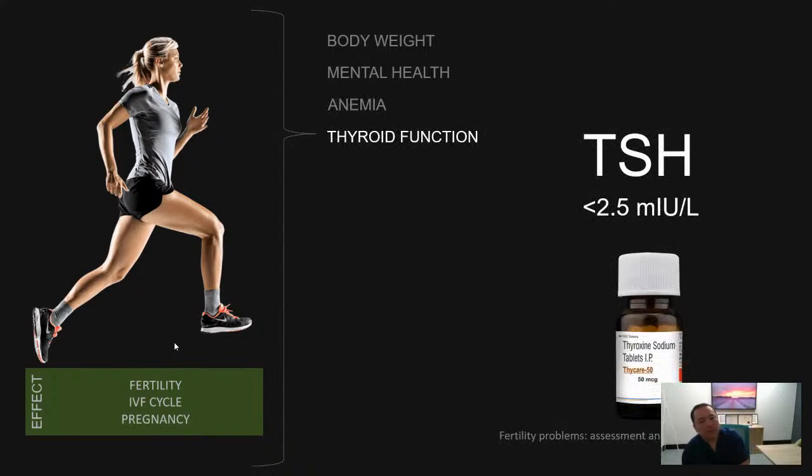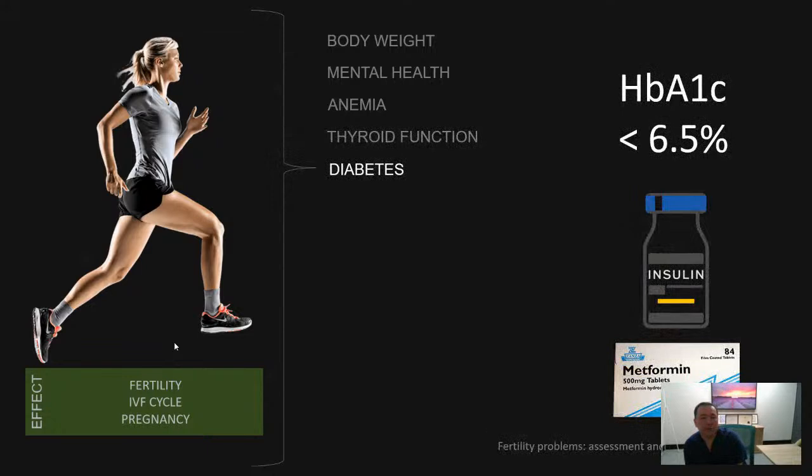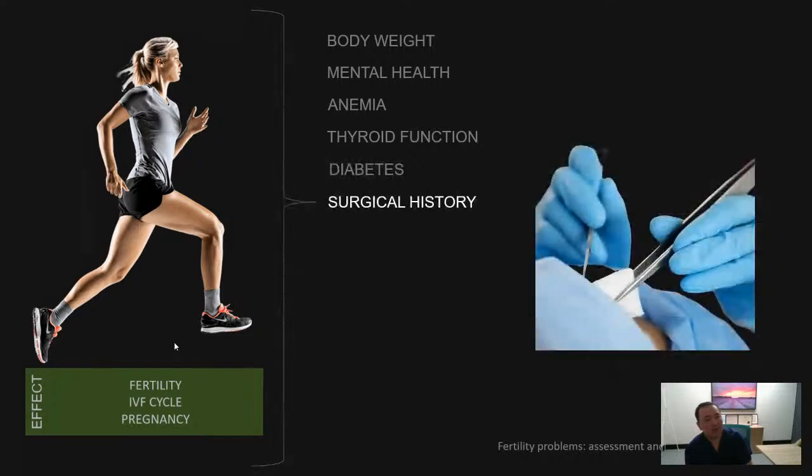So, in terms of thyroid function, the most commonly observed thyroid problem is underactive thyroid. If a patient has underactive thyroid, they should be on thyroxine replacement therapy and achieve optimal TSH levels before we can start IVF treatment. And also, we check patients for the presence of pre-diabetes or diabetes, and we recommend achieving optimal glucose control before embarking upon pregnancy, because diabetes can directly impact fertility treatment, pregnancy, and pregnancy outcomes.